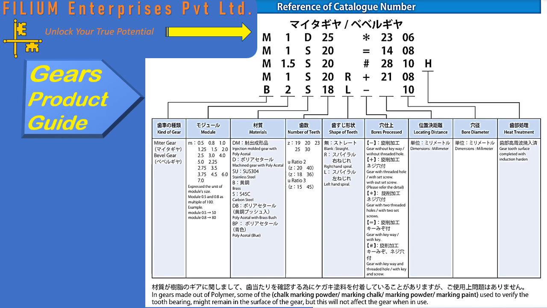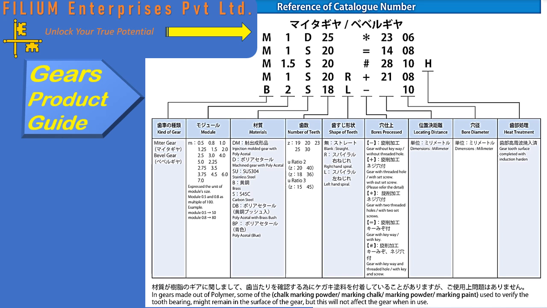Next, you see the R or L or a blank. That is the shape of the teeth. R typically stands for right-handed spiral, and L stands for a left-handed spiral. A blank is basically straight. So those are the angles at which the teeth meet.